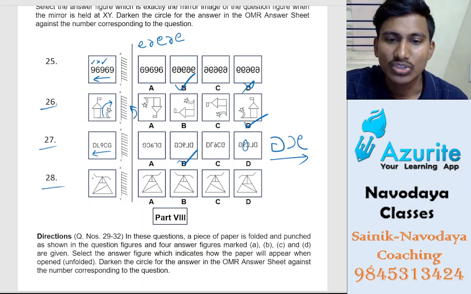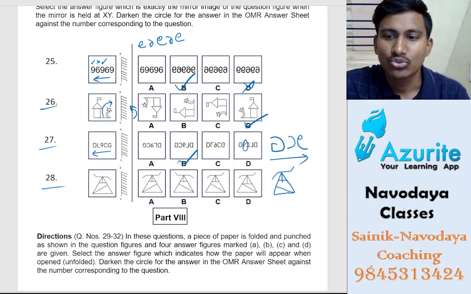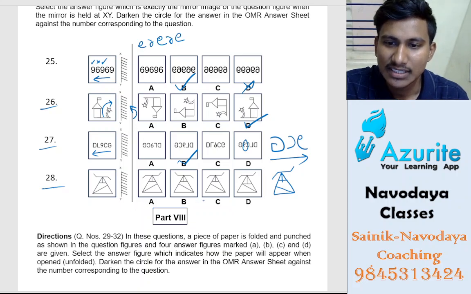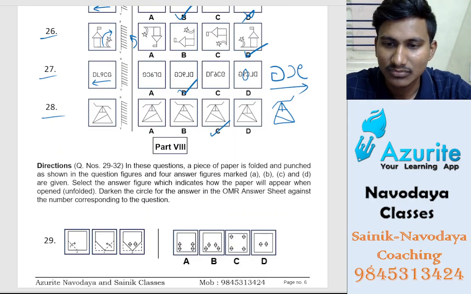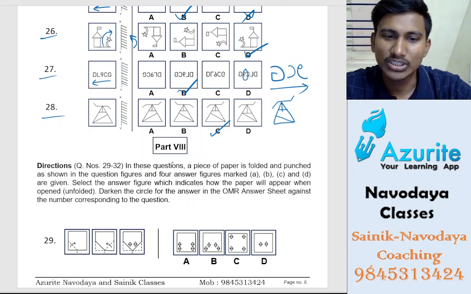28 here, so this figure will be like this, right? So this is a triangle, and then the line will go this way, and then the part will come, and then it will look like this. Okay, so answer is option, yes, answer is option C here. Okay, that is the answer. Understand? Okay, so now let's go to the 29.